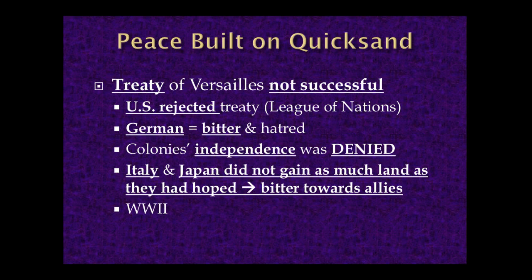And they were not happy to find out that they didn't get the independence that they desired. Italy and Japan are also very bitter towards the Allied powers because they go to the peace talks hoping to get some of the territories that were given up by Germany, the Ottoman Empire, Austro-Hungarian, and they didn't get the land that they had hoped. So it turns Italy and Japan against the Allied powers, which is going to lead us directly to World War II. So because of the problems created by the Treaty of Versailles, it's going to lead us to here, which we'll be at in just a couple days.